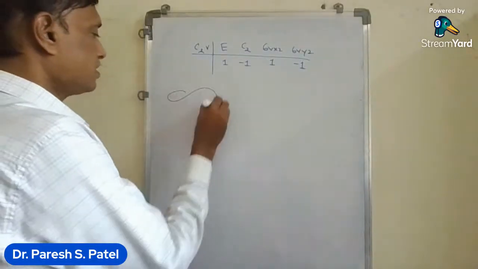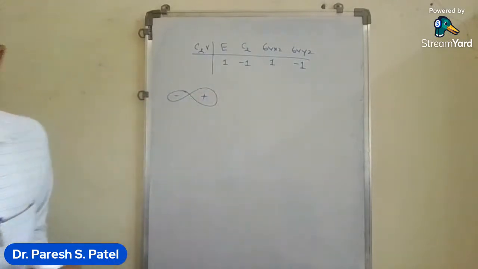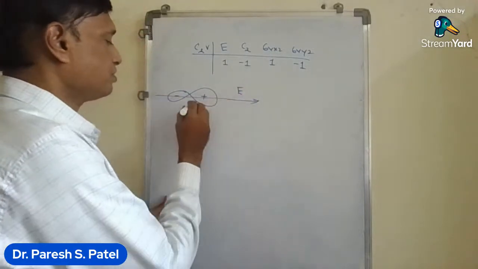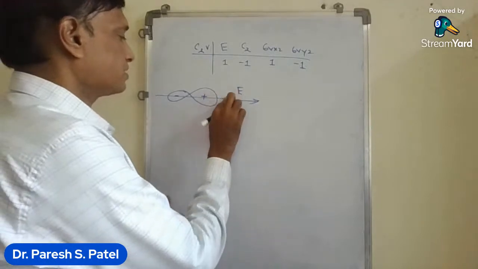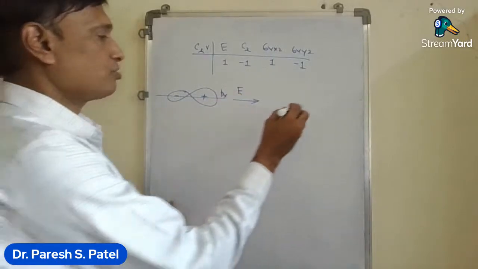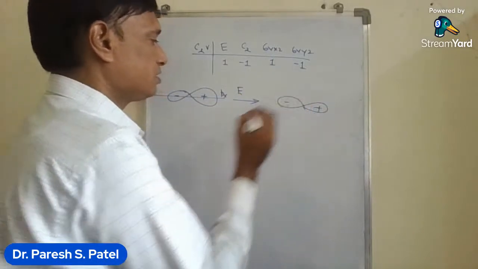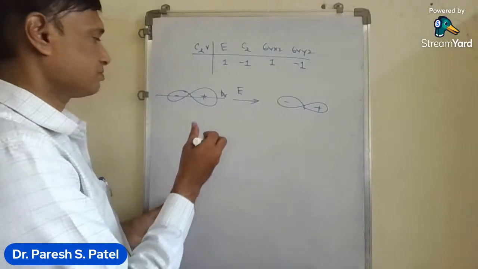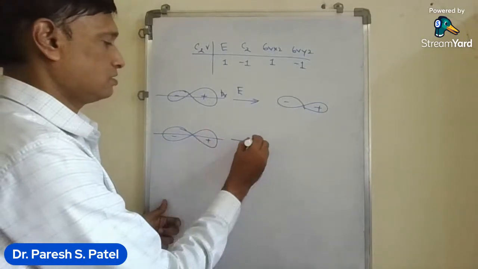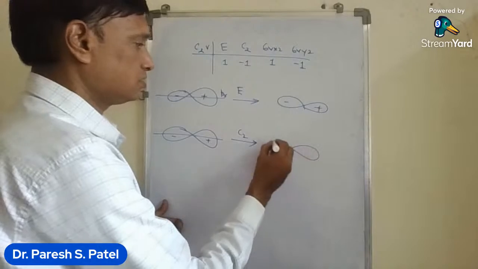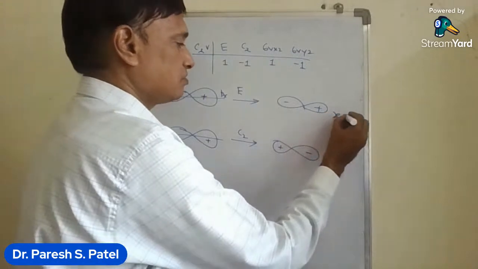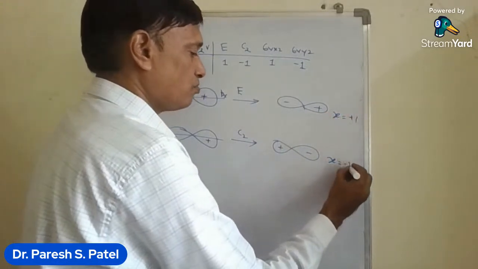Okay. Second route is also possible. Suppose this one is px. If you operate the identity symmetry operation on this px, this is px. By operating the identity symmetry operation, there is no change in the position of the lobes. If you operate the C2 symmetry operation, plus and minus change, it means here character is equal to plus 1, here character is equal to minus 1.